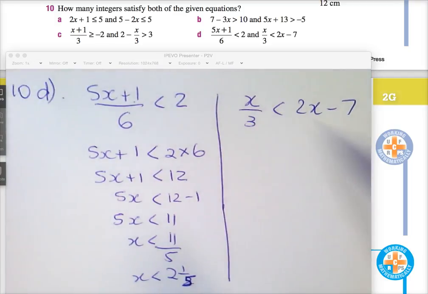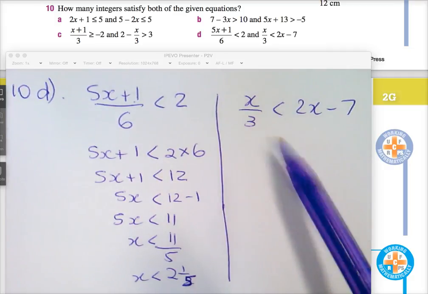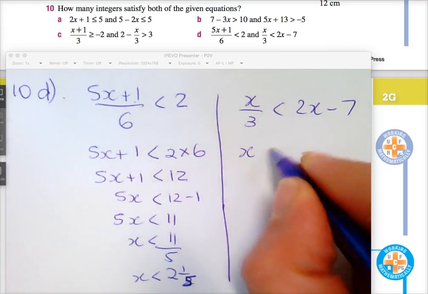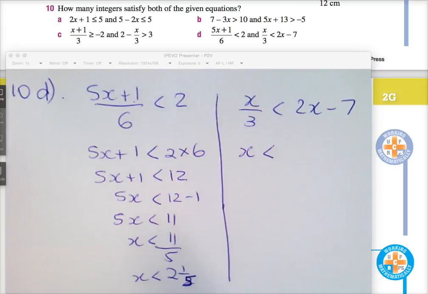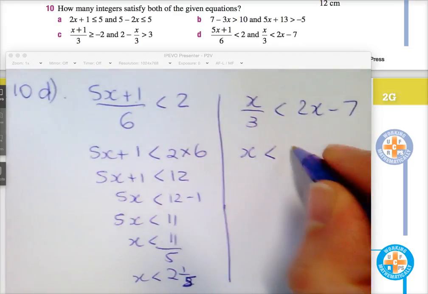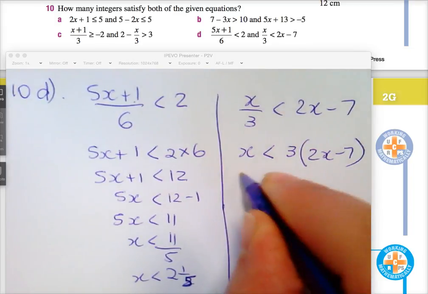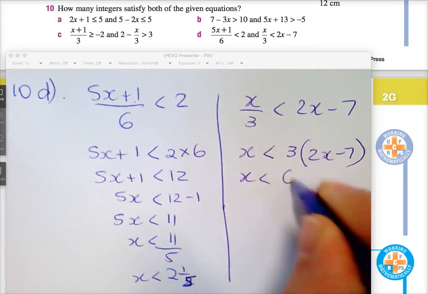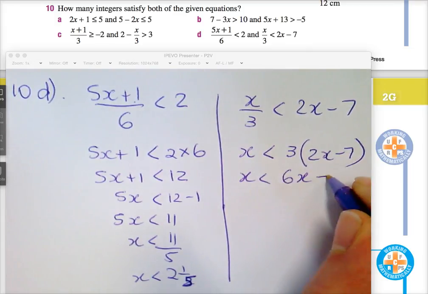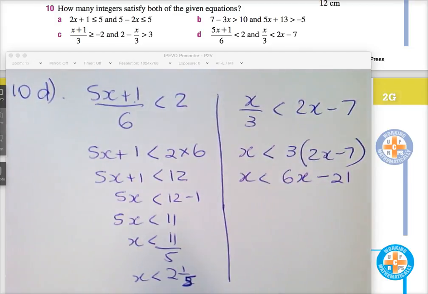The next equation, what do we really want to get rid of? That divide by 3. So we're really multiplying by 3. What we're really doing is multiplying both sides by 3. But I have to go 3 what? Bracket 2x minus 7. X is less than 3 times 2x is 6x. 3 times negative 7 is negative 21.